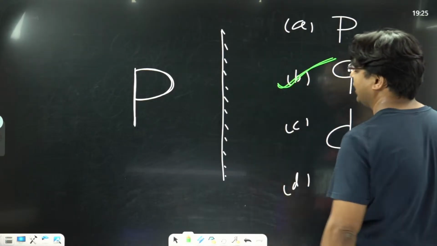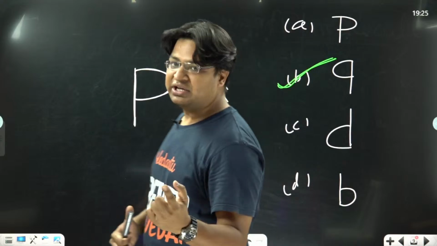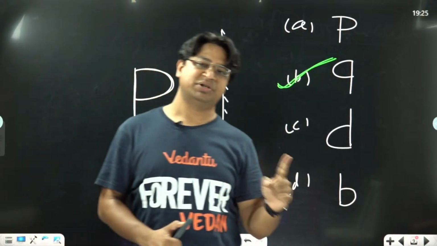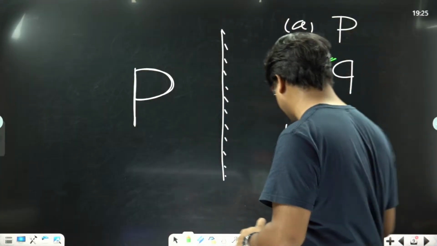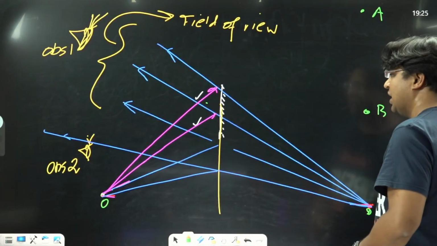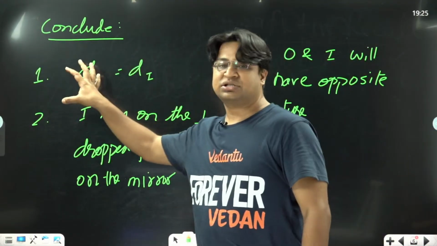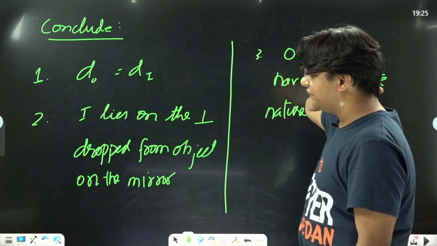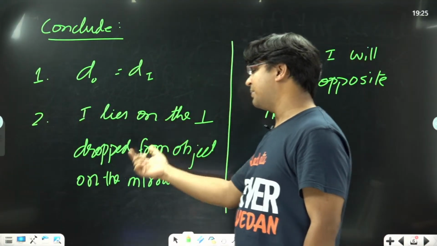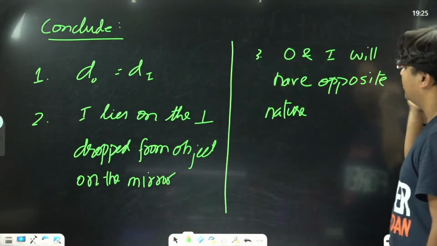Option B. And now guys, if you have noticed this, can we say that the size of the image and the size of the object is the same? See, earlier we wrote some conclusions. I'll go back to that. So we said that the distance of the object and the distance of the image is the same. Then we talked about the image lying on the perpendicular drop from the object on the mirror. O and I will be opposite.